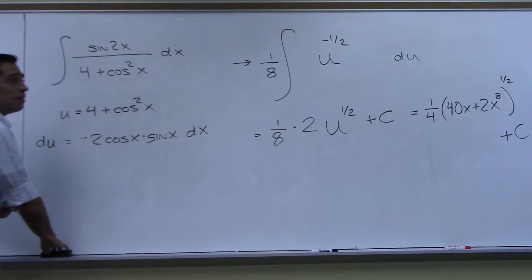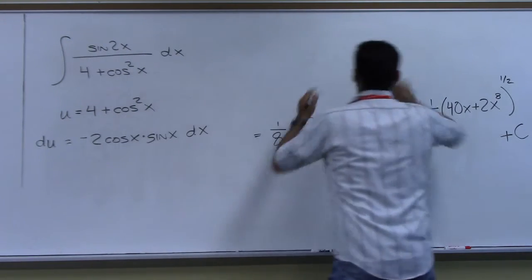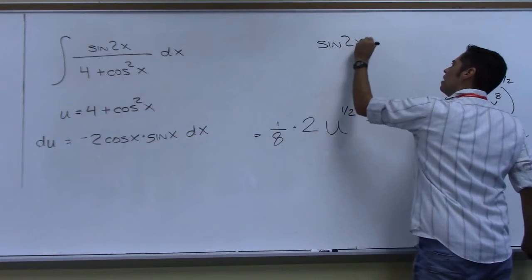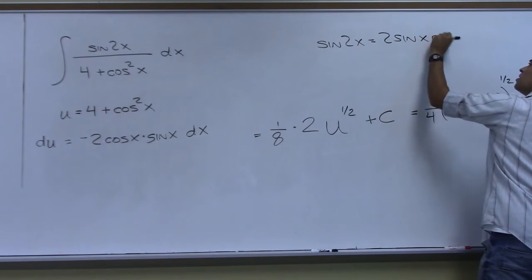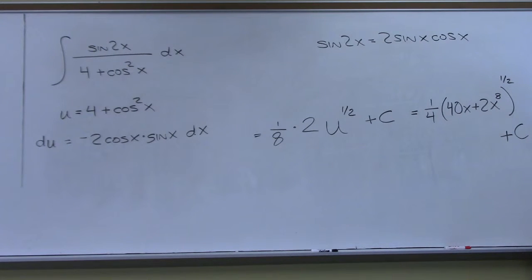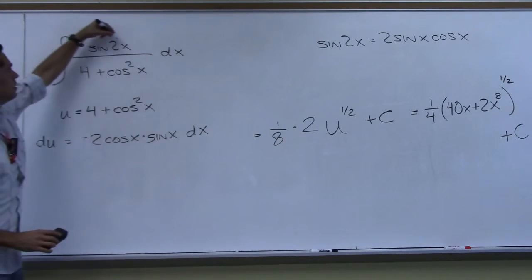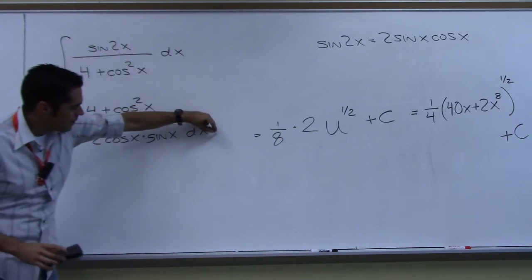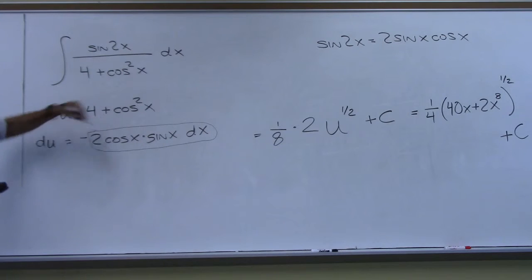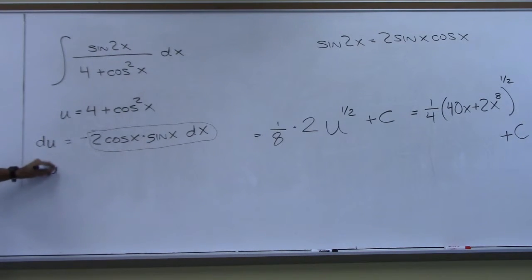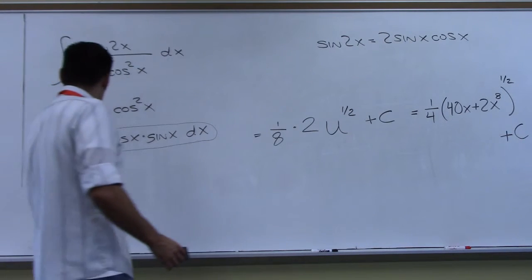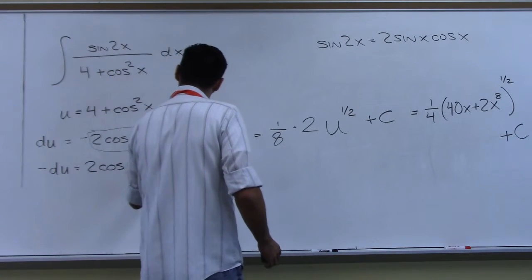So a very important formula from pre-cal was this one. Sine 2x is equal to 2 sine x cosine x, the double angle formula for sine. So anytime you see sine 2x, it can always turn into this. And look at, that's this piece right here. And that's exactly what we have here, but we're off by what? A negative. So I just divide both sides by -1 or multiply both sides by -1. So negative du is equal to 2 cosine x sine x dx.